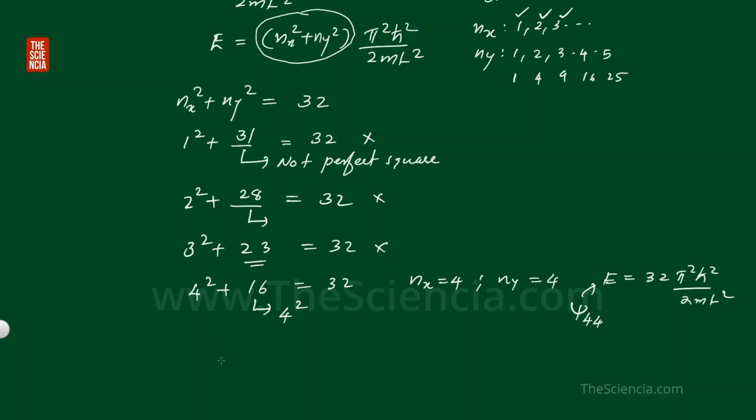Now we can check whether any other combination of nx and ny will give the same energy. Now we take nx equal to 5, so 5 square is 25 and the remaining is 7, which should equal 32. Again, 7 is not a perfect square, so this is not possible. So the only possible combination is nx equal to 4 and ny equal to 4, which corresponds to the energy 32 pi square h square by 2 m L square. So there is only one state having this energy, therefore degeneracy is equal to 1.